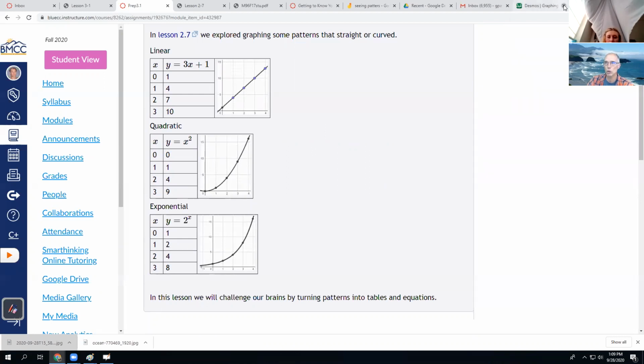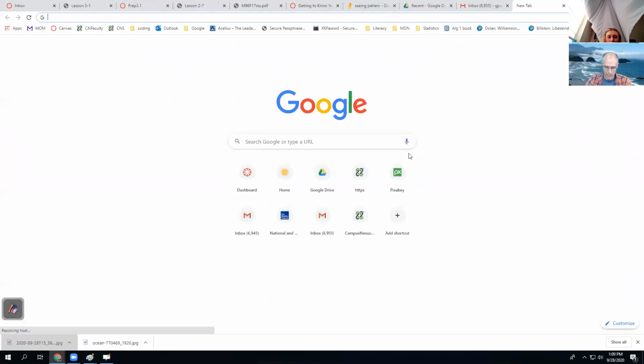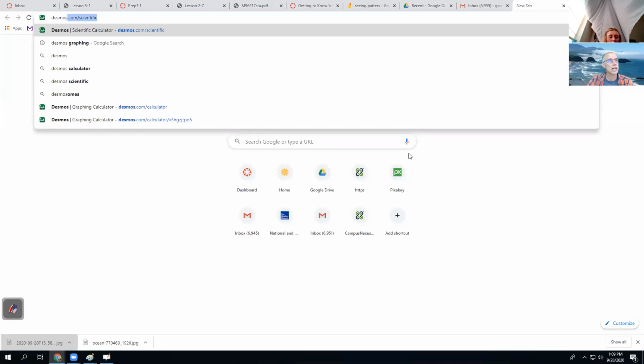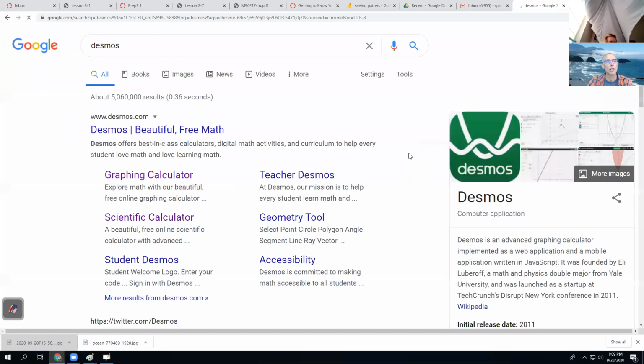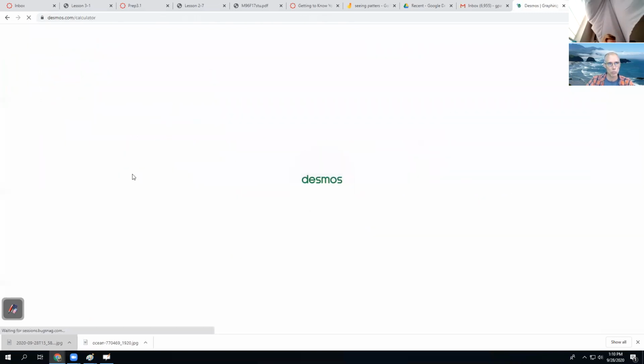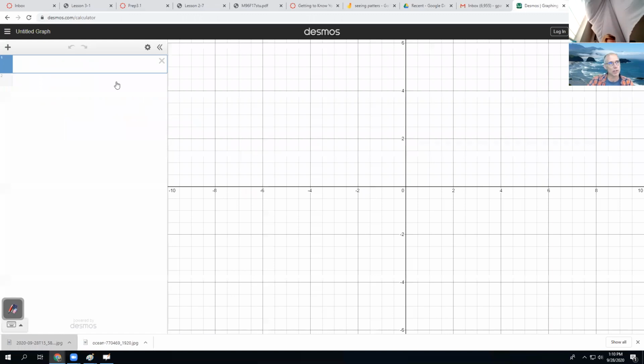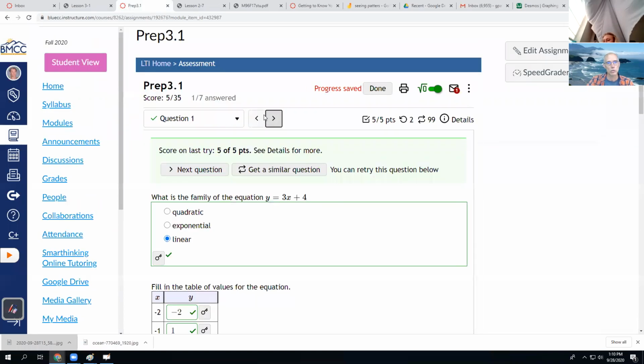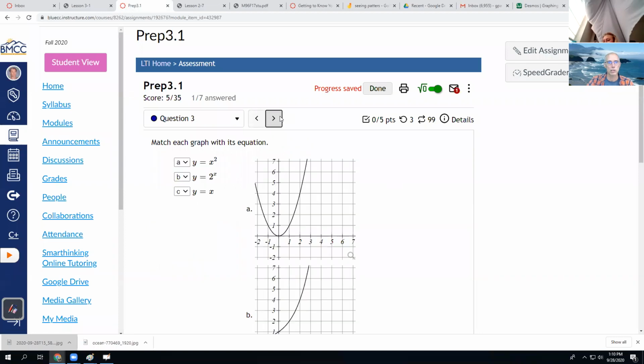For example, earlier, I mentioned Desmos, and there's a page on this too. Desmos is a good program, and they have a graphing calculator. I just search for Desmos, and then I hit their graphing calculator. Then I can just type y equals x squared in and see what it looks like, to see if it matches one of these.